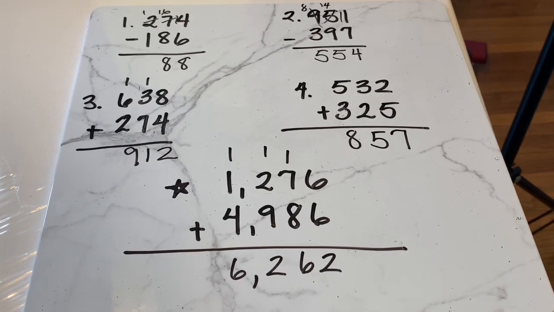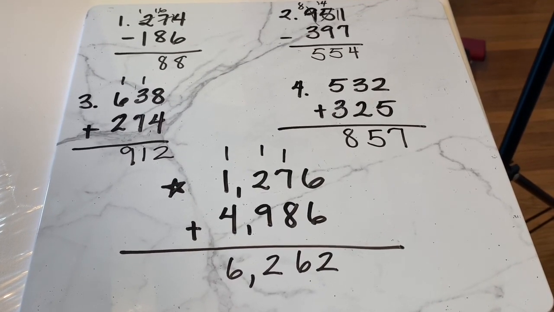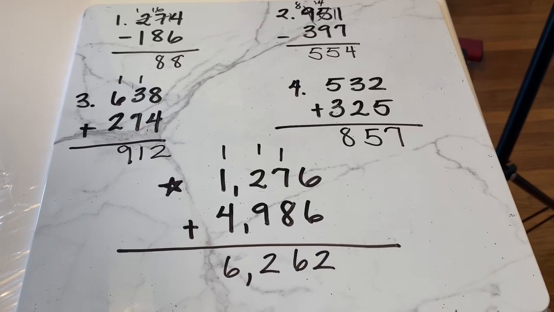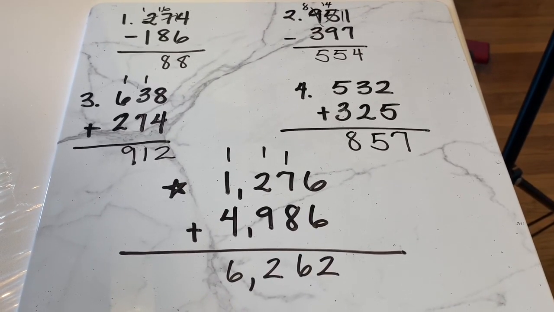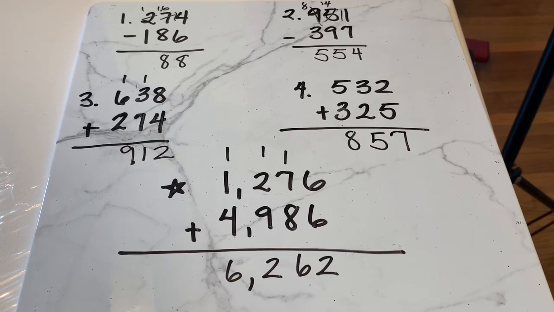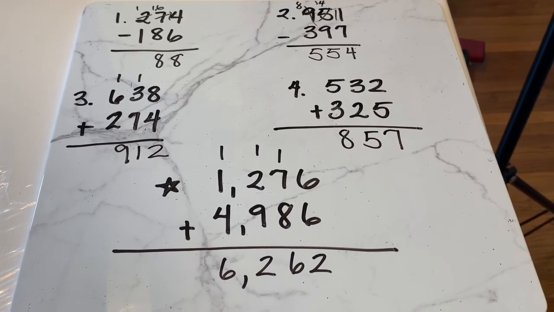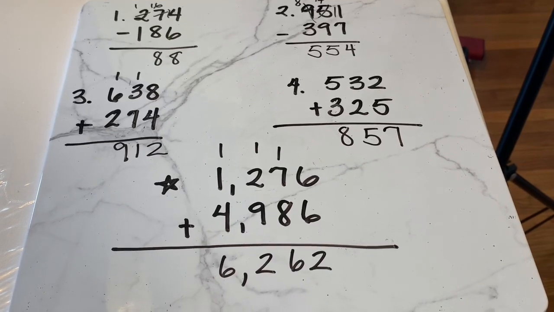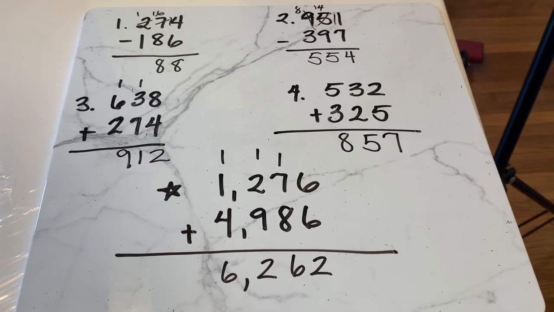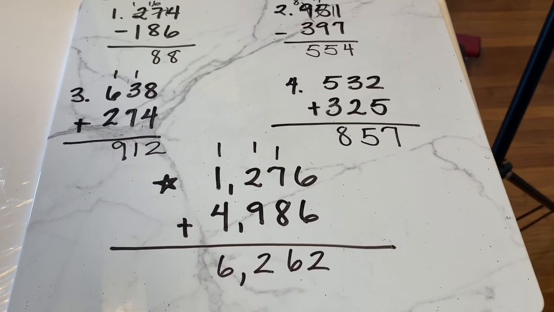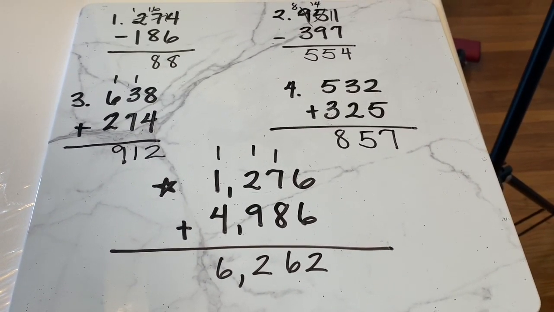Number 3 and 4 are addition problems, so our answers are called sums. Number 3, we should have come up with a sum of 912. Number 4, you should have come up with a sum of 857. And for our challenge problem, it's addition, so our answer is a sum. You should have come up with the answer 6,262.